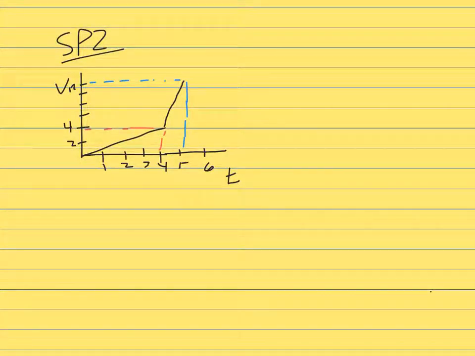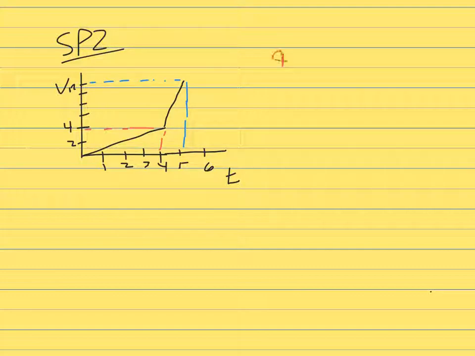Last but not least, SP, synthesis problem number 2. The velocity of a car increases with time as shown in the graph. So I tried to copy down the graph. It's not as neat as the one in the book, but you can always look back at the one in the book if you get confused by my drawing. But I get the key points here.